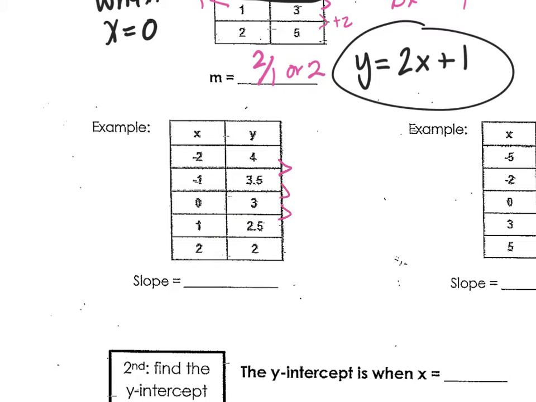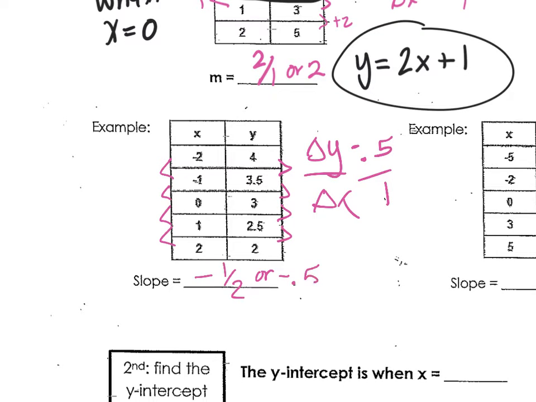What's our change in y? 0.5? Negative 0.5 because it's getting smaller. What's my change in x? 1. So negative 0.5 or negative 1/2 is my slope.